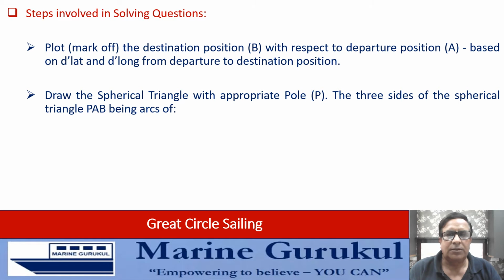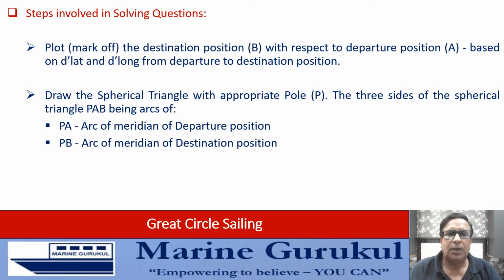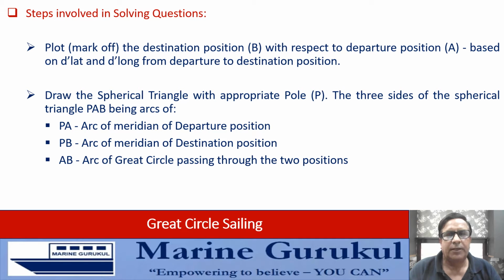The three sides of the spherical triangle are then PA, which is the arc of meridian of the departure position from pole to A, PB, the arc of meridian of destination position from P to B, and AB, the arc of great circle track contained between A and B.